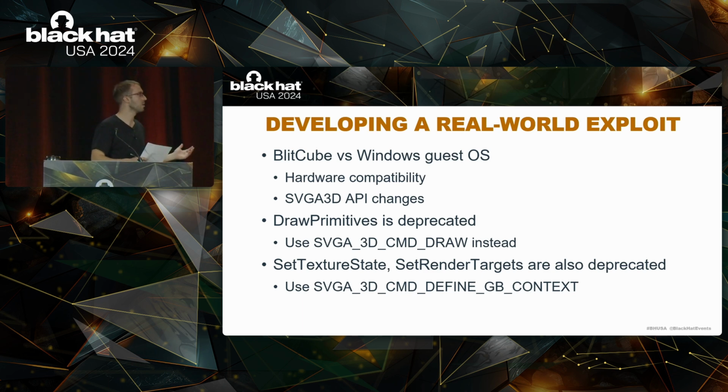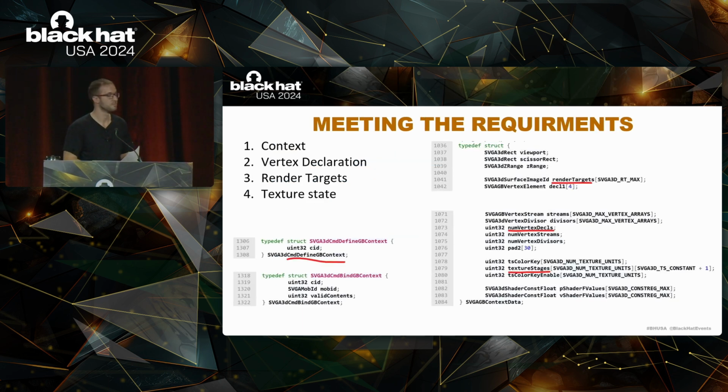For example, the draw primitives command is deprecated, and I was not able to call it from the Windows VM. However, by reversing I managed to find a similar command, draw, which I was happy about because they do the same thing. Additionally, set texture state and set render targets were also deprecated, and I was not able to call them. But luckily, I was able to meet the requirements in order to trigger the bug from the define context command.